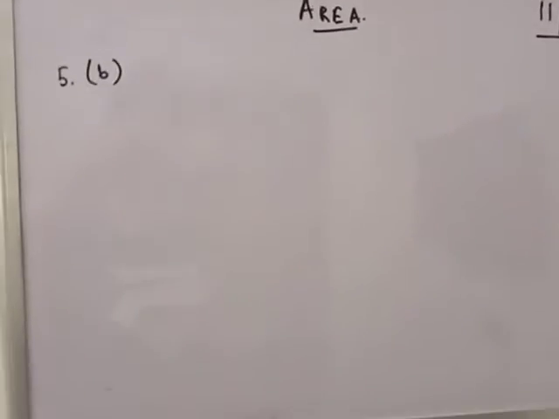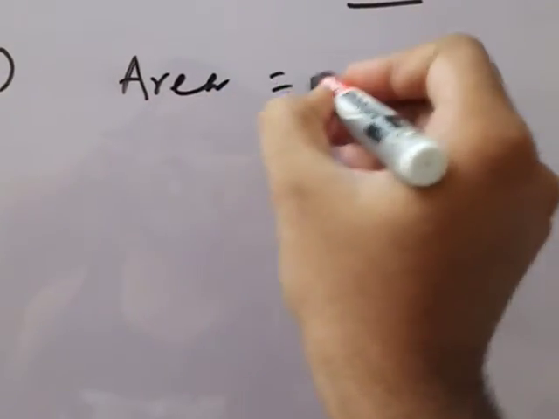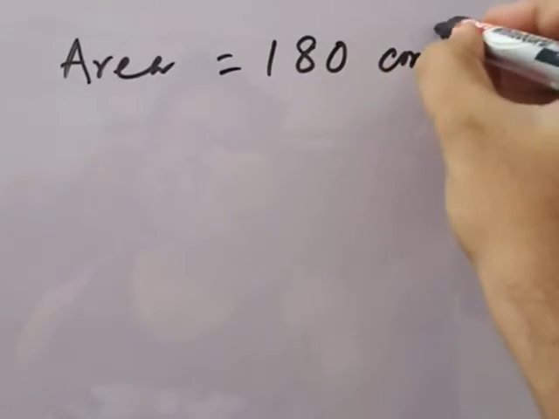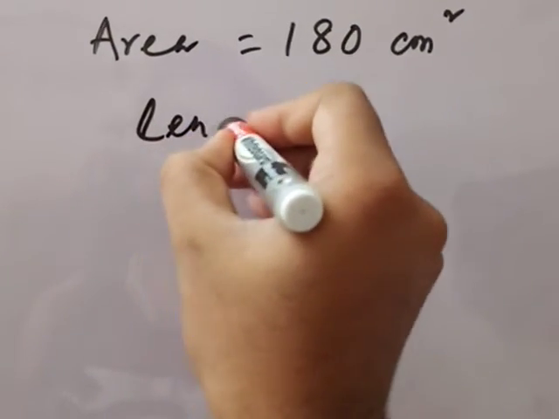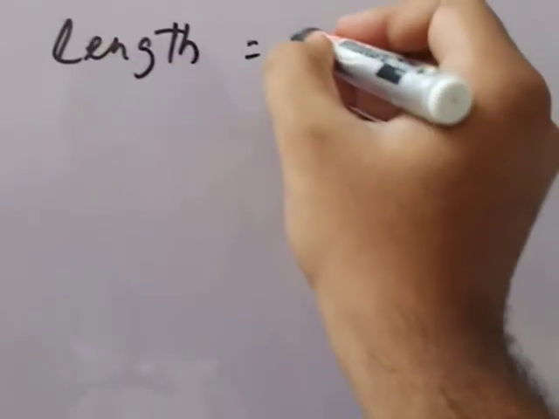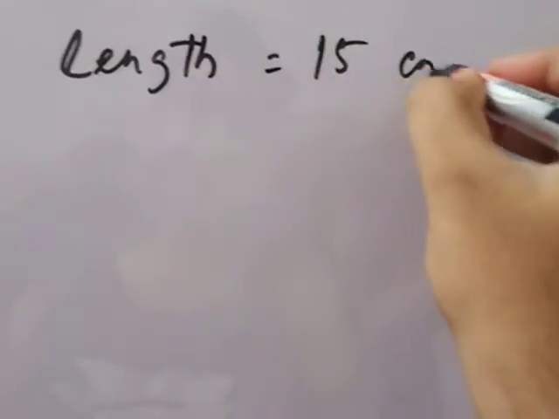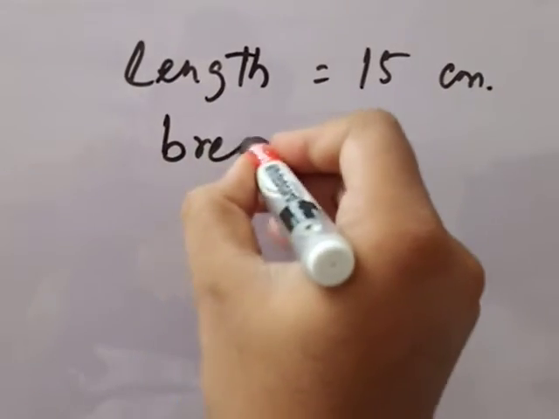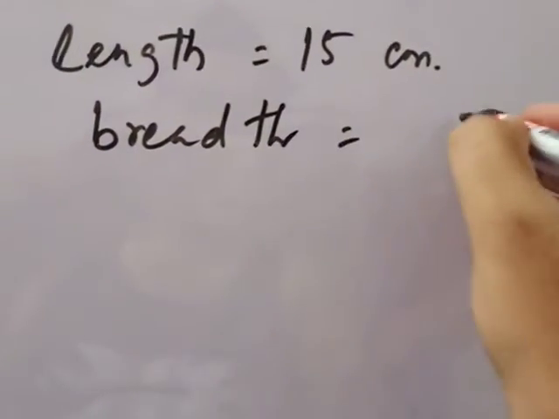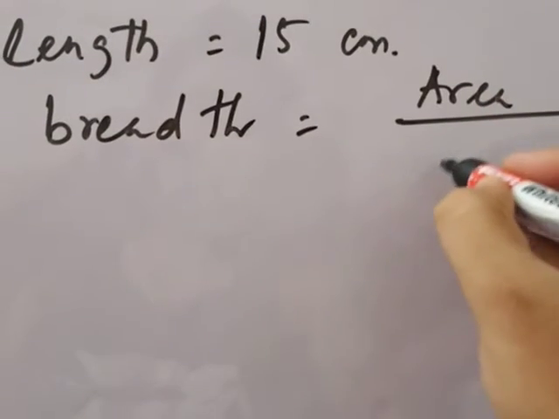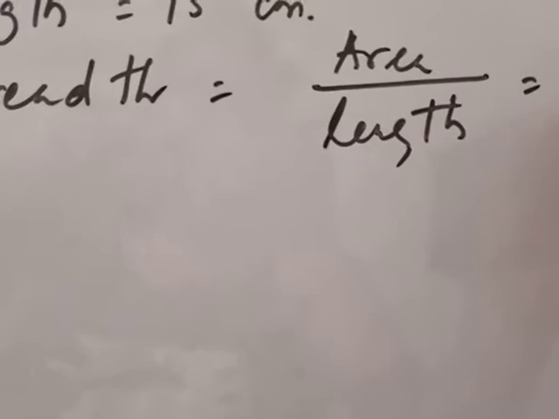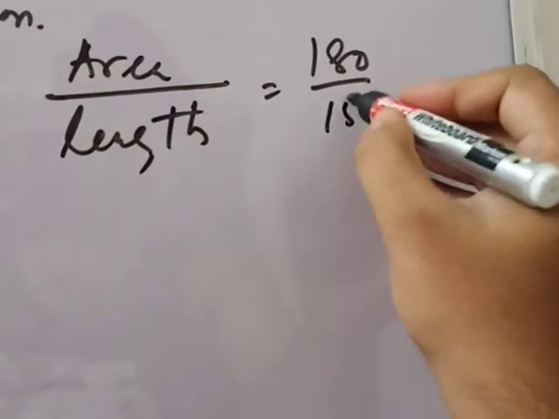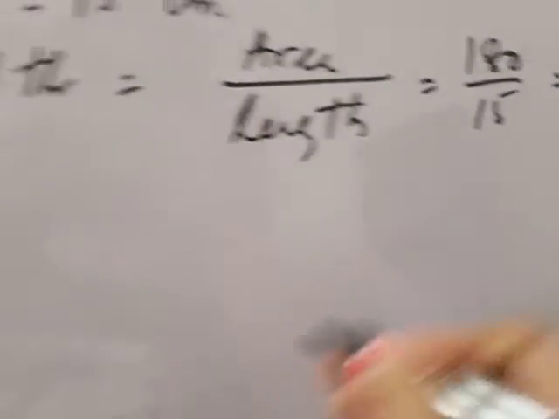Next one, 5b. See that for the rectangle, area is given, area 180 centimeter square, and length is given, that is 15 centimeter. Find the breadth. So breadth equals area by length, 180 by 15, that is 12 centimeter.